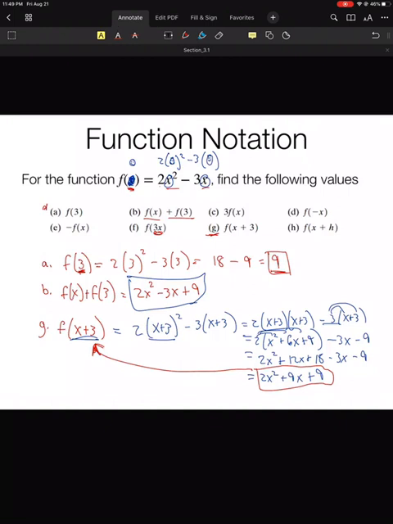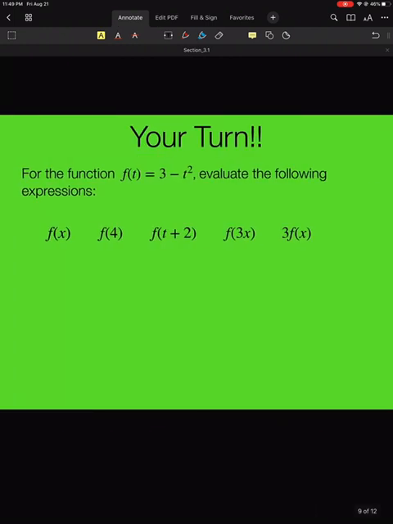To get some practice on this, I have a your turn. I have a function, 3 minus t squared, and I want you to evaluate the following expression. So there's 5 things here. I want you to evaluate all 5. And so that's the your turn for section 3.1.